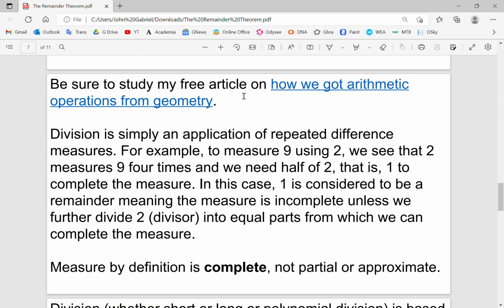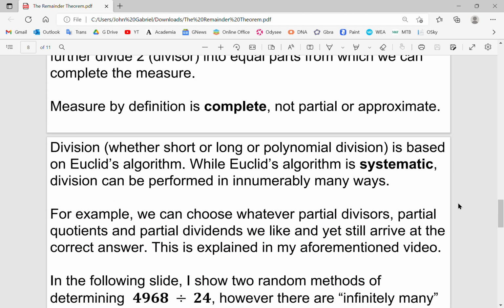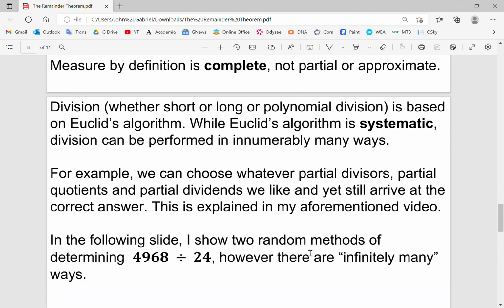Be sure to study my free article on how we got arithmetic. It's very important, and division is simply an application of repeated difference measures. For example, to measure 9 using 2, we see that 2 measures 9 four times, and we need half of 2, that is 1, to complete the measure. So 1 is considered to be a remainder in this case, meaning the measure is incomplete unless we further divide the divisor 2 into equal parts, from which we can complete the measure. Measure by definition is complete, not partial or approximate.